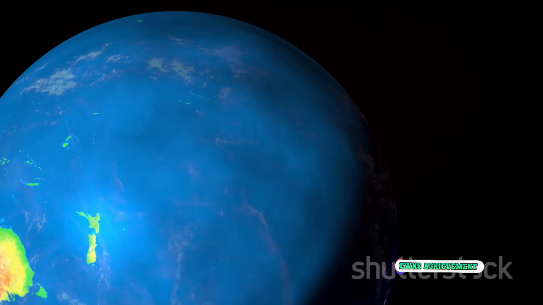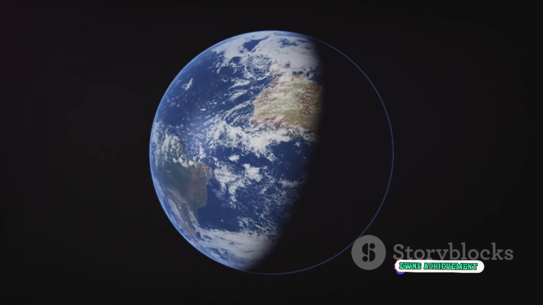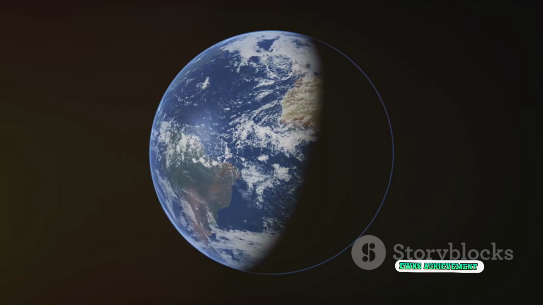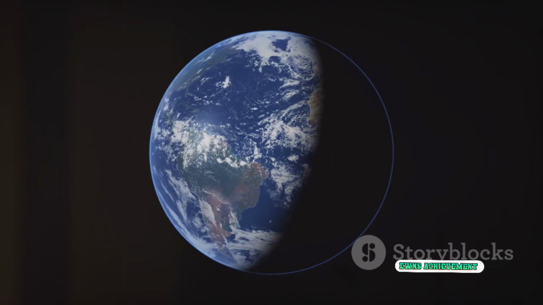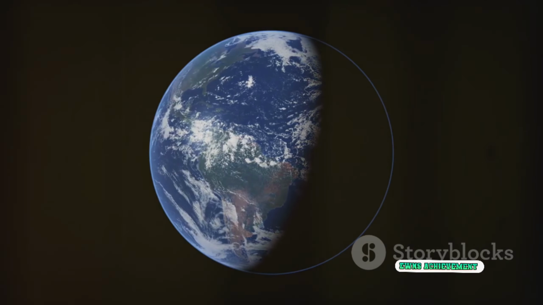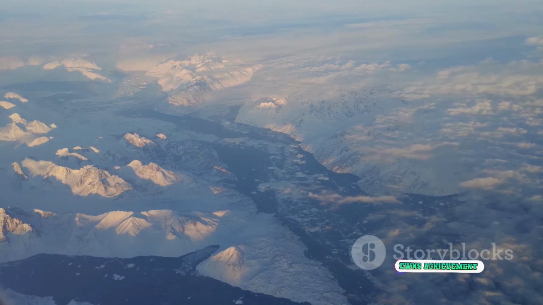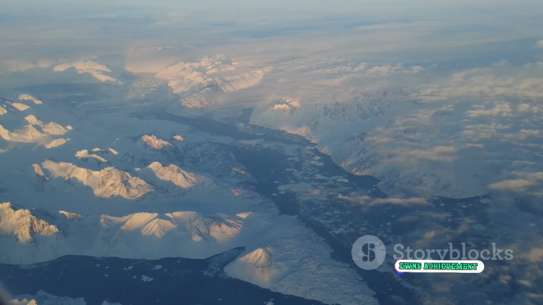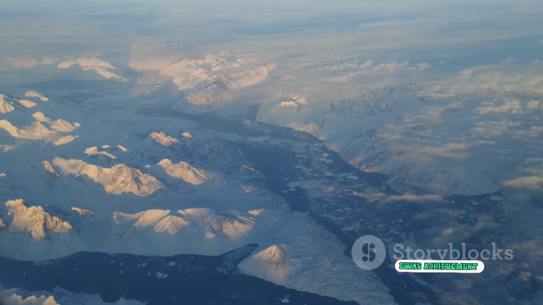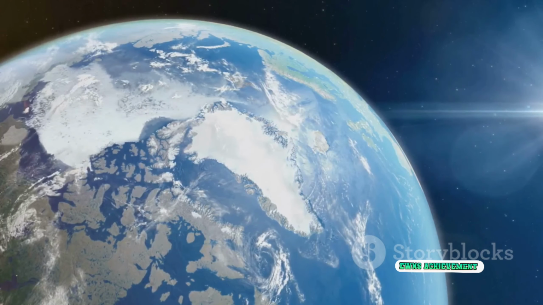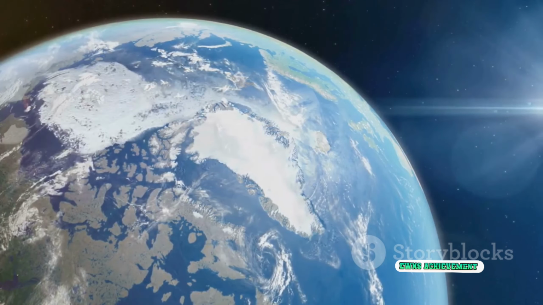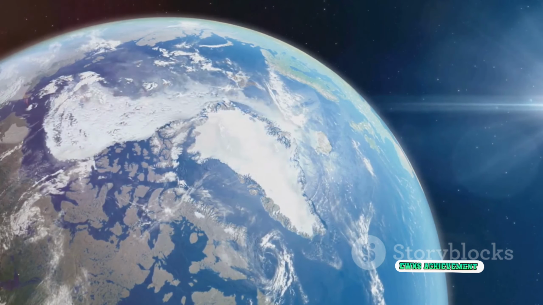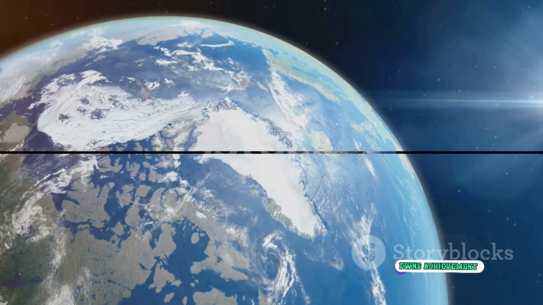This constant dance between the Earth and the sun, driven by the tilt of our planet, creates the rhythmic cycle of seasons we experience every year. So this seemingly insignificant tilt is actually a vital part of life on Earth. It's the reason we get to enjoy the changing seasons, from the vibrant greens of spring to the crisp chill of winter. The Earth's tilt on its axis is the reason we have warm summers and cold winters.